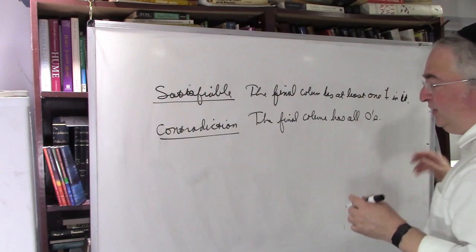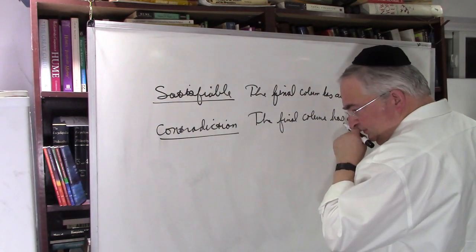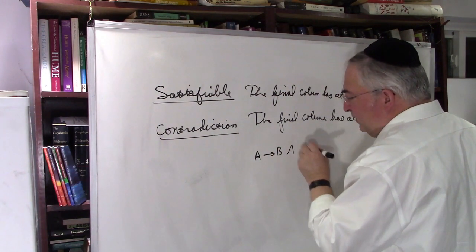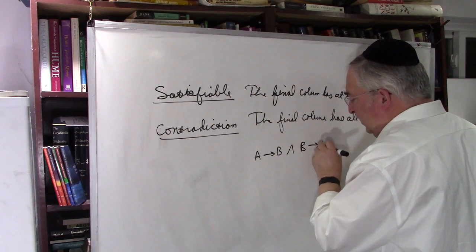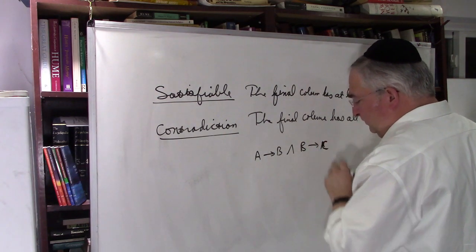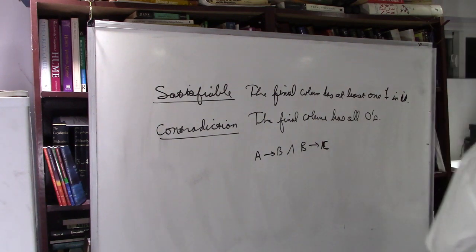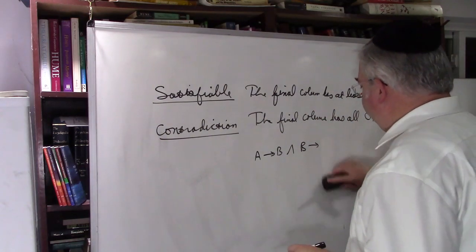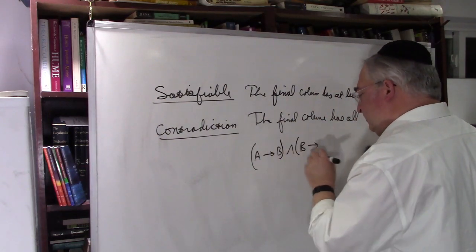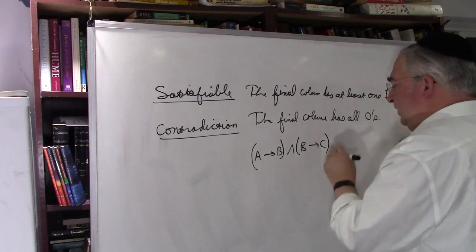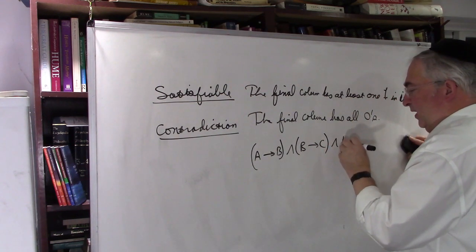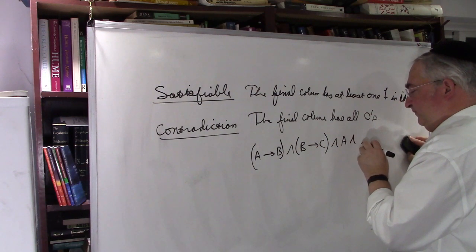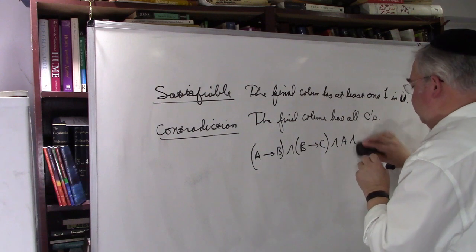Let me give you an example. If I say A implies B and B implies C, okay, if A implies B and B implies C, and A is true and C is false.